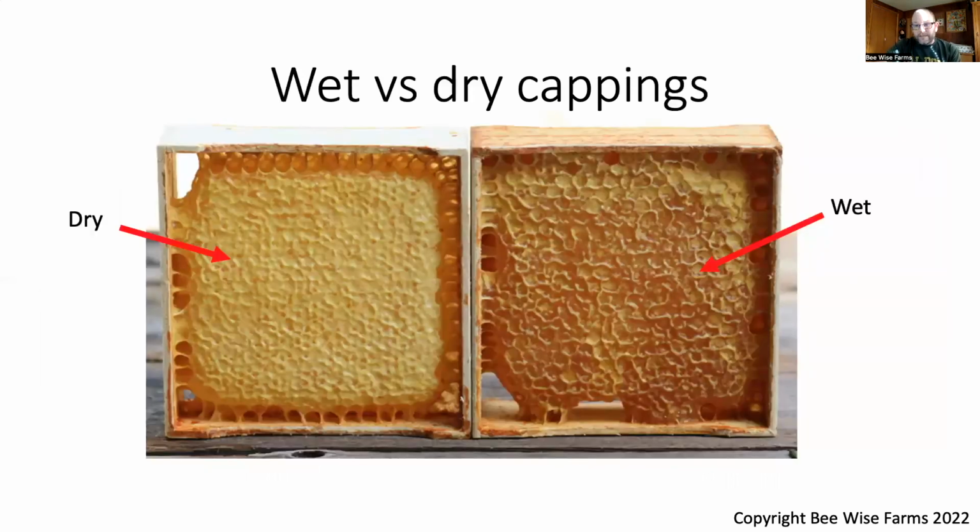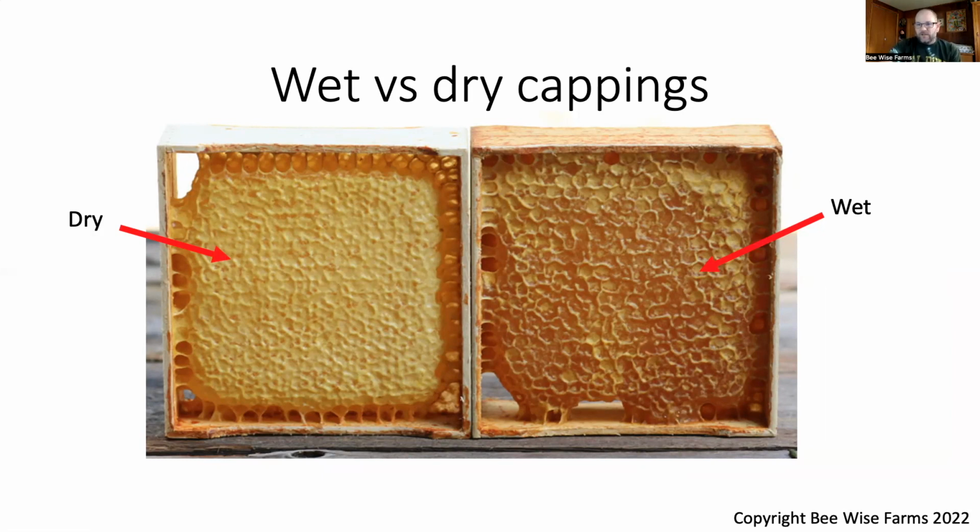Now, just to wrap up what you're going to see in that honey super, you may see two different types of cappings on honey. I get a lot of calls on this for some reason. People get very concerned as to why their cappings look different. There are two styles of cappings that bees put down. We call them either dry cappings or wet cappings. You can see on the left, this is what's considered a dry capping. On the right is what's considered a wet capping.